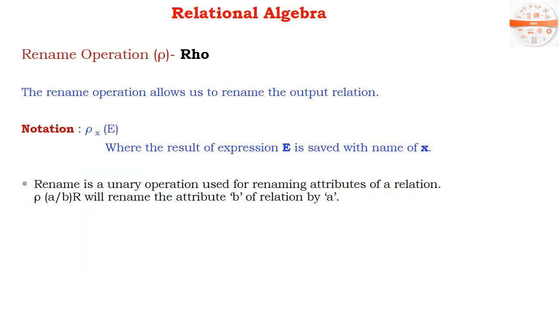Renaming operation. That is represented by rho. The rename operation allows us to rename the output relation. So the notation is rho, followed by the variable name x, followed by E, which is the expression, where the result of the expression E is saved with the name x. The rename is a unary operation used for renaming attributes in the relations. I hope that you understood this concept.